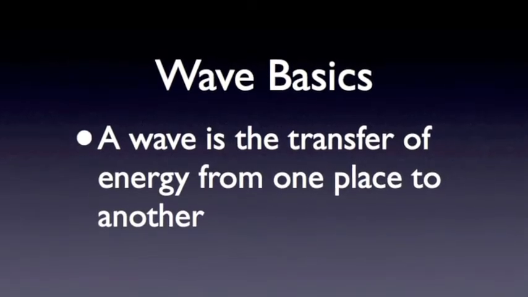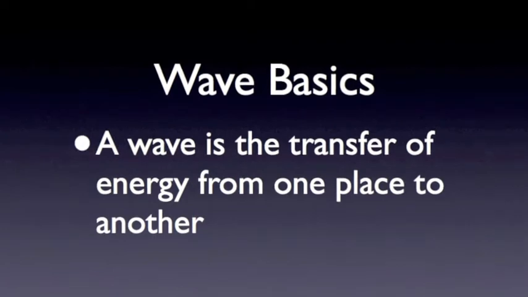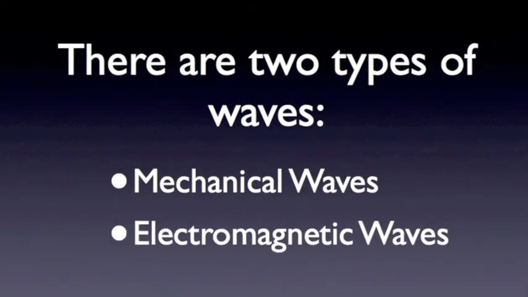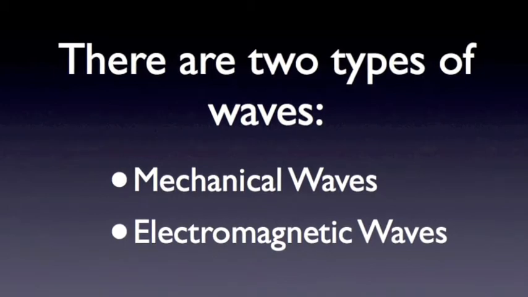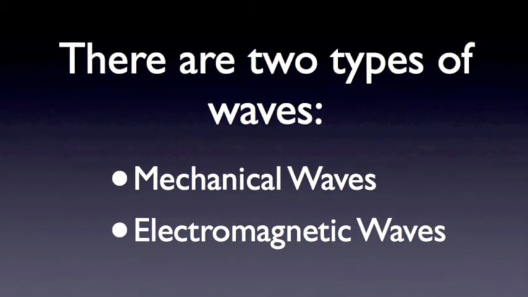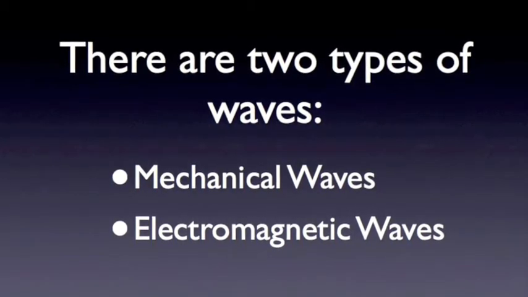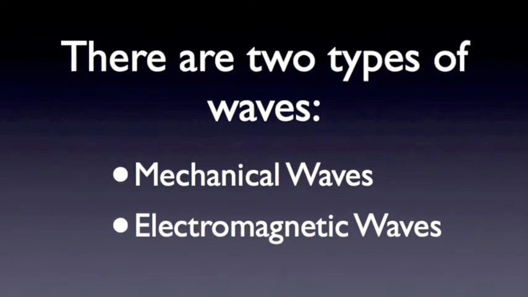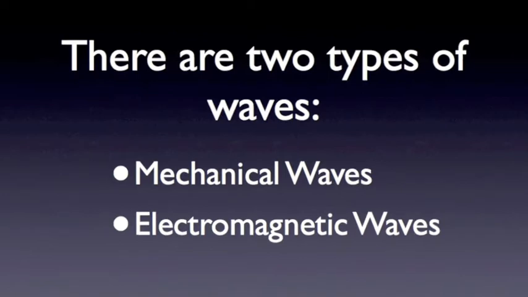Wave basics. A wave is the transfer of energy from one place to another. There are two types of waves. One type is mechanical waves, and the other type is electromagnetic waves. Sound waves are mechanical waves because they require a medium, which is a physical substance, to pass through.